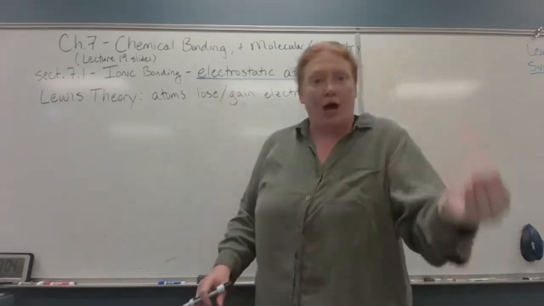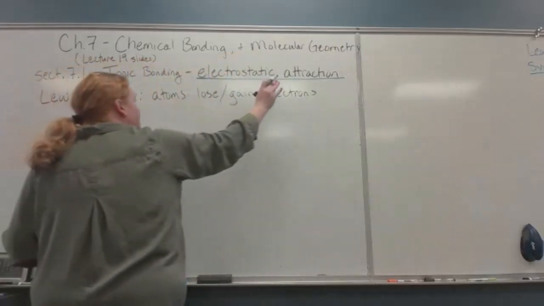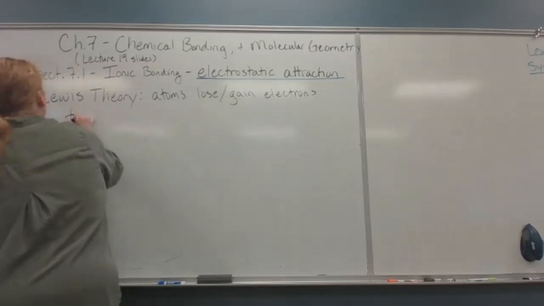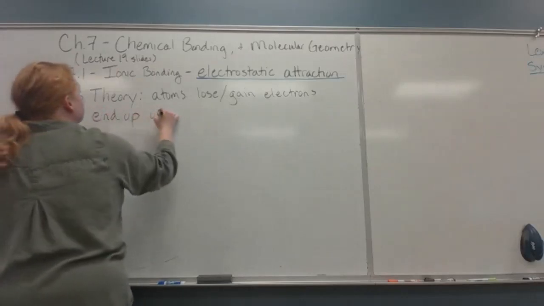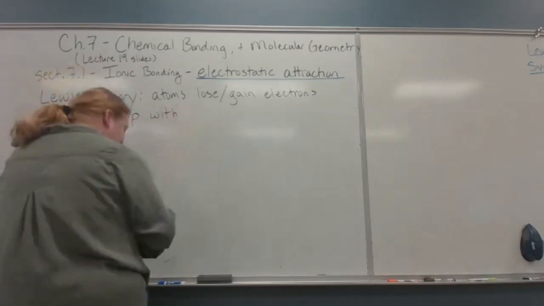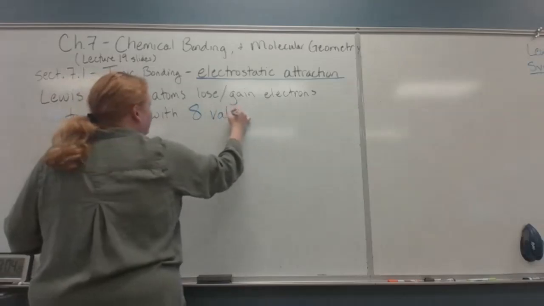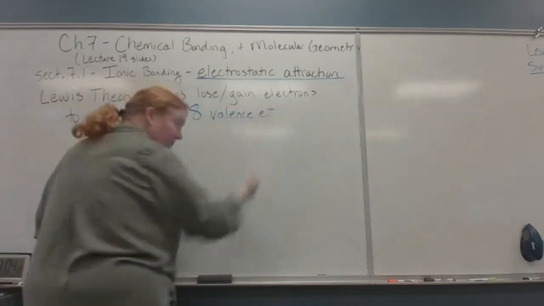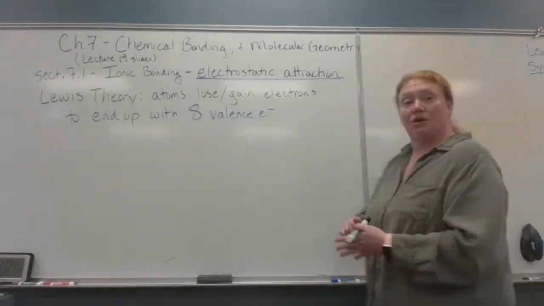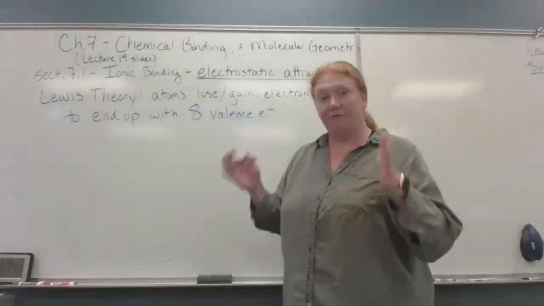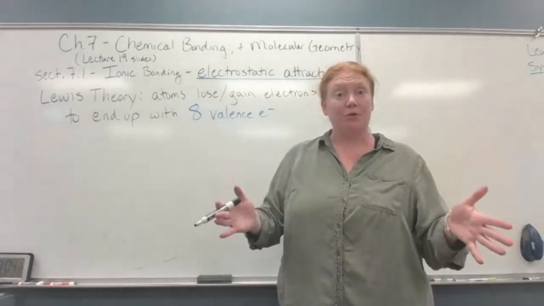One way you can think about why that is: Lewis theory says atoms lose or gain electrons to end with 8 valence electrons around themselves. We have seen this when we talked about full and half full orbitals being particularly stable.